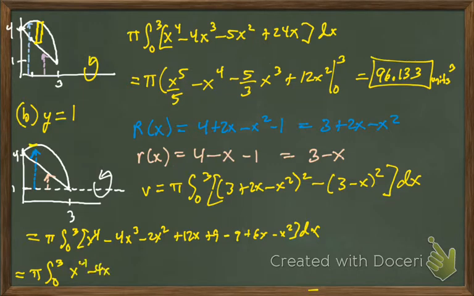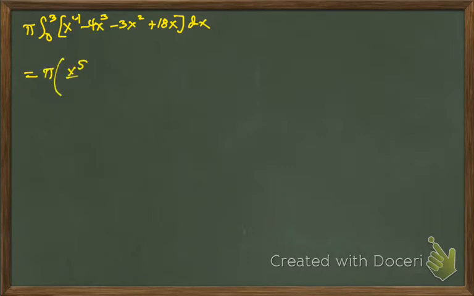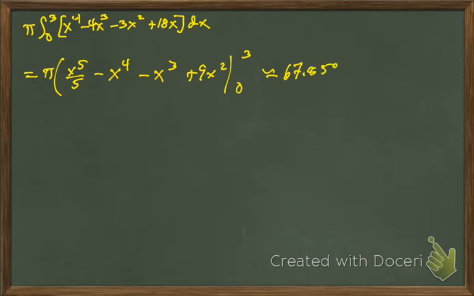X to the 4th minus 4x cubed minus 3x squared plus 18x dx. And we'll go ahead and go on to the next page to finish up this routine integration. So all the way there. So we got pi, x to the 5th over 5 minus x to the 4th minus x cubed plus 9x squared. Evaluate that from 0 to 3. And that is approximately 67.82858, and this would be units cubed.